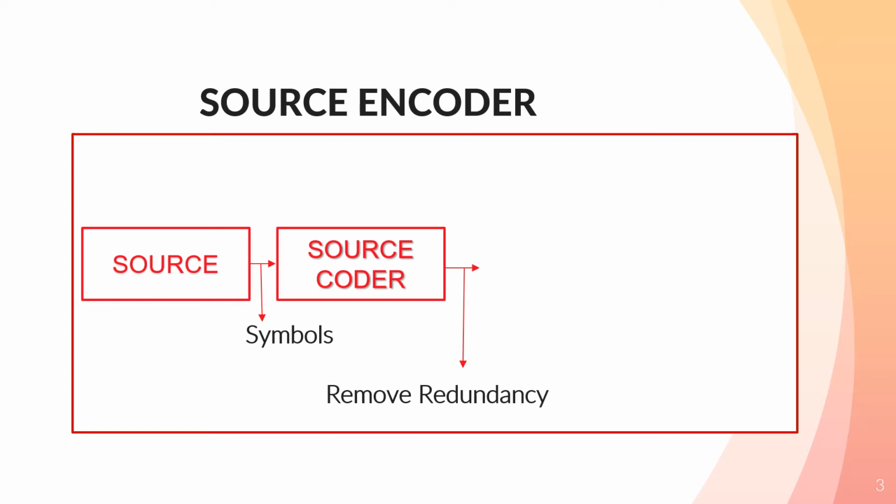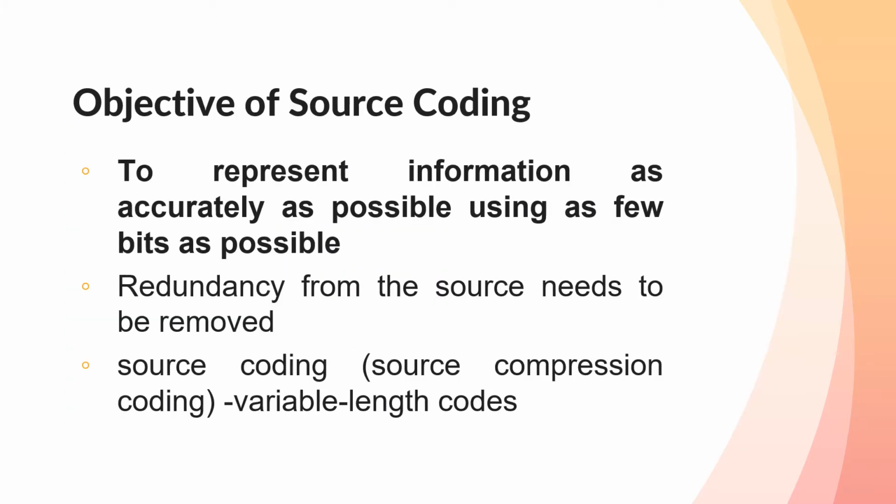The symbols generated by sources are to be coded by a source coder in order to remove redundancy. The main objective of the source coder is to efficiently code the symbols in order to save power and bandwidth. So the main objective is to represent information as accurately as possible using as few bits as possible. Hence, the redundancy from the source needs to be removed in order to code the symbols efficiently. The source coding techniques, which are also called source compression coding, are variable in length.